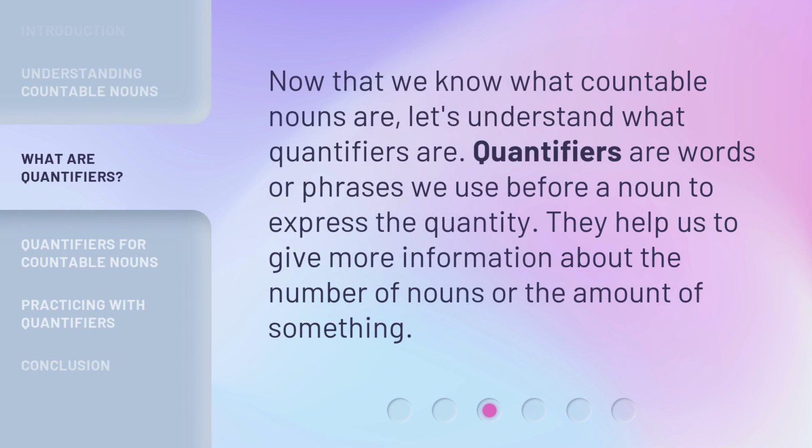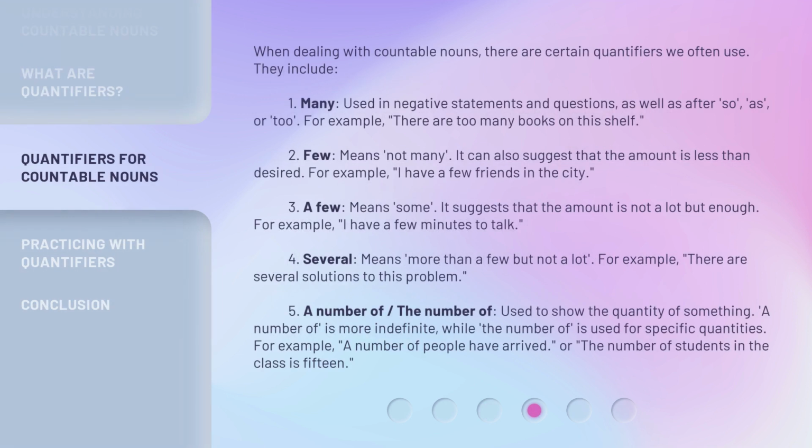Now that we know what countable nouns are, let's understand what quantifiers are. Quantifiers are words or phrases we use before a noun to express the quantity. They help us to give more information about the number of nouns or the amount of something. When dealing with countable nouns, there are certain quantifiers we often use.